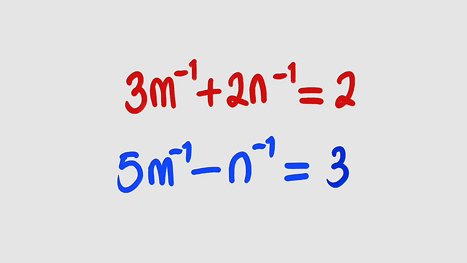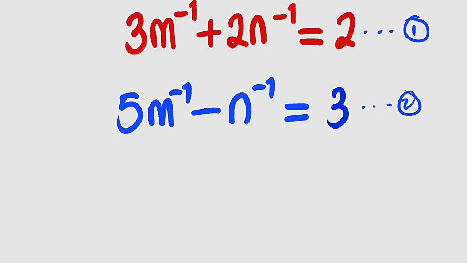without substitution. We have 3m to the negative 1 plus 2n to the negative 1 equal to 2, and the second equation is 5m to the negative 1 minus n to the negative 1 equal to 3. And we are looking for the real values of n and m. So we are going to solve these equations in terms of m to the negative 1 and n to the negative 1. Then in the end we take reciprocals, so we don't have to substitute anything. So let me call this equation number 1 and call this equation number 2.